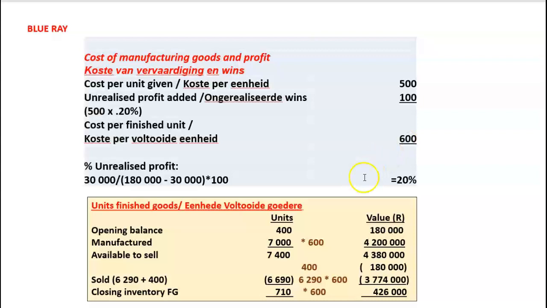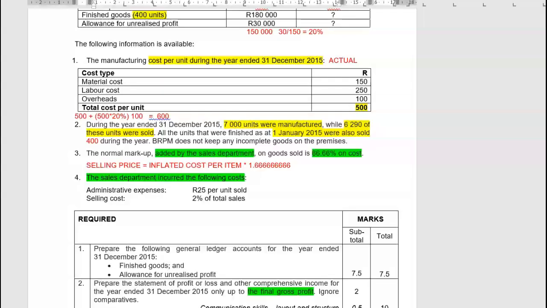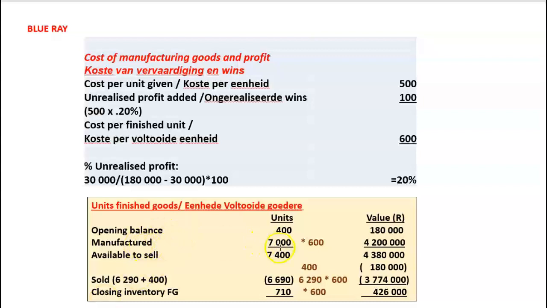Now, here's how I worked out the 20%. How many units did we have in the beginning of the year? We had 400 units at the beginning of the year, and the total cost of those 400 units was 180,000 Rand. Then we manufactured 7,000 units, and the cost of those 7,000 units that the sales department is going to receive is 600 Rand per unit. So in total, 4.2 million Rand.